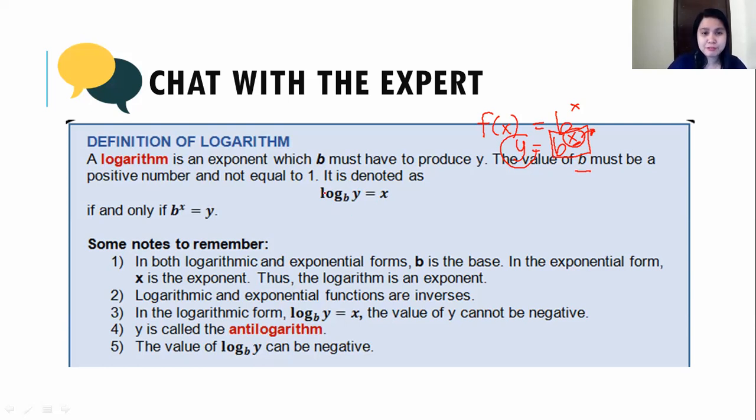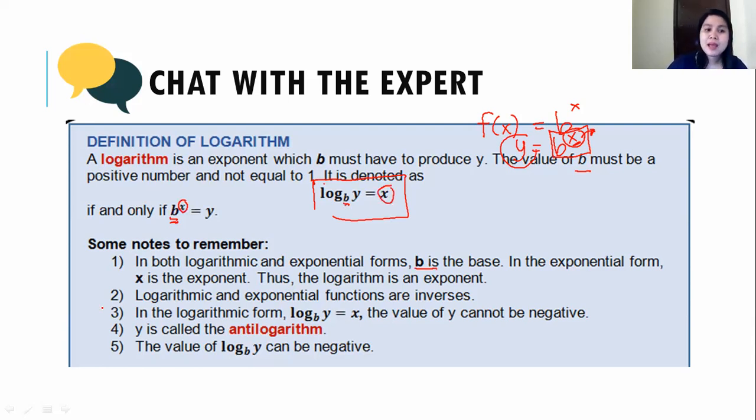Now, what's the general formula for logarithm? Here is the general formula. That's log base b of y equals x. Again, log base b of y equals x. Now, here are some notes to remember. First, b is called the base, whether it's in the exponential form or in the logarithmic form. In the exponential form, x is called the exponent. In logarithmic form, x is called the logarithm.